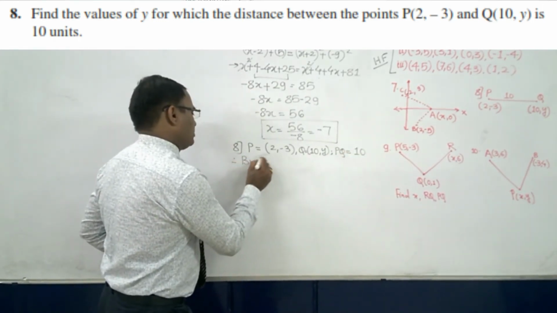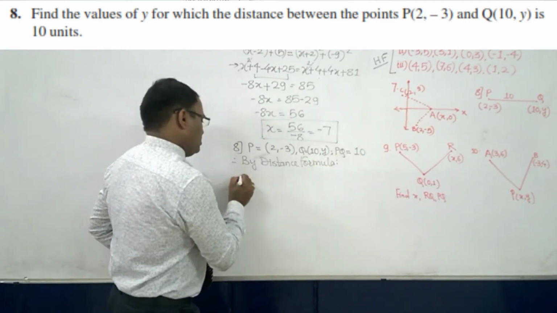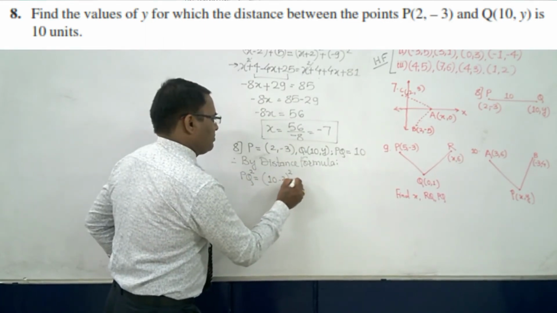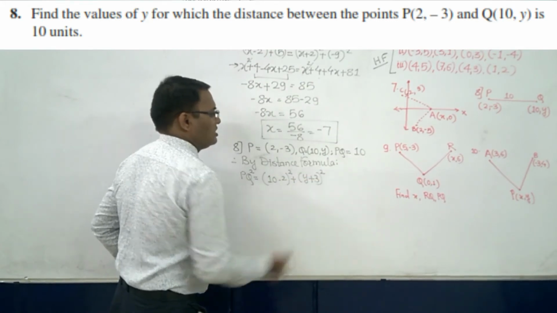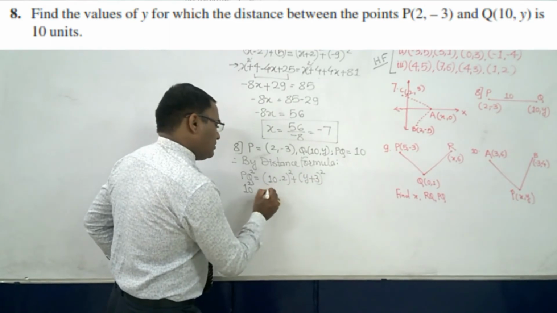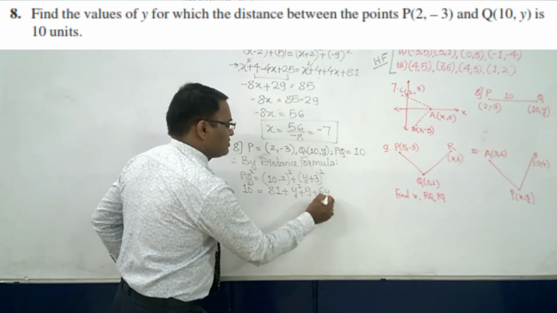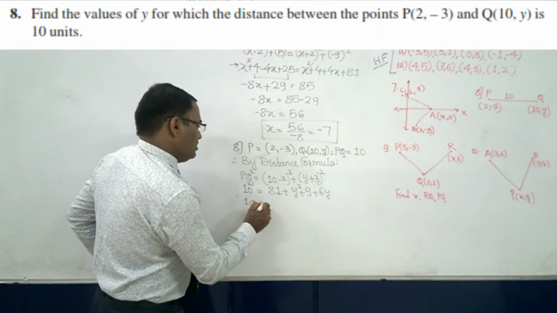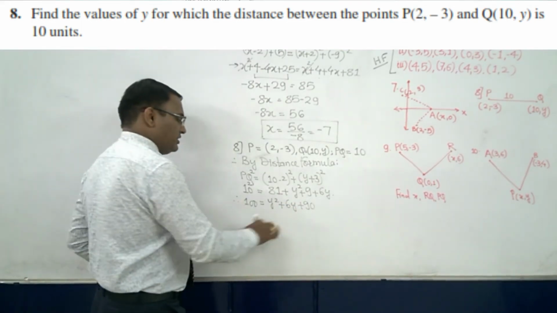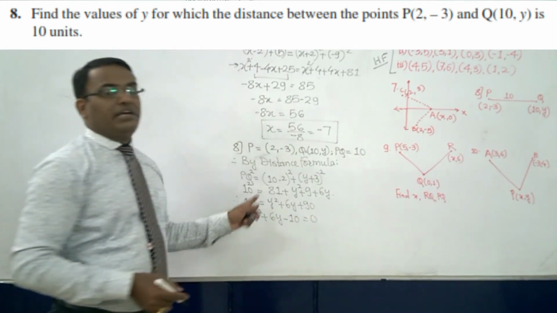Therefore, by the distance formula, PQ square is equal to (10 minus 2) square plus (y minus of minus 3) square. We know that PQ is 10, so 10 square, and then 8 square is 81 plus y square plus 3 square, which is 9, then 2 into 3 is 6y. So finally we will get 100 is equal to y square plus 6y plus 90. Or this 100 we will take to that side, so it will become y square plus 6y minus 10 is equal to 0, because 100 will become minus 100.